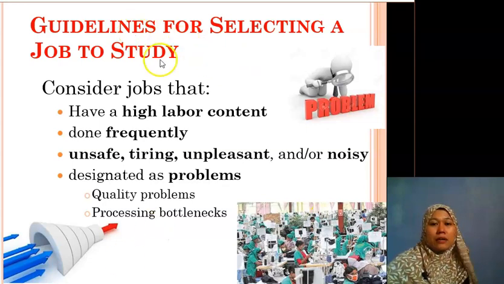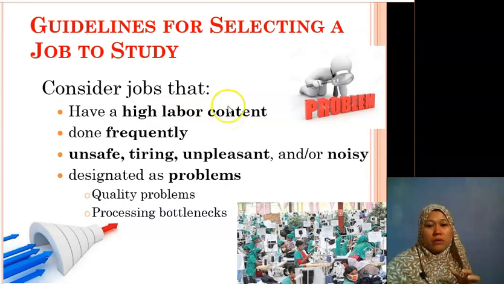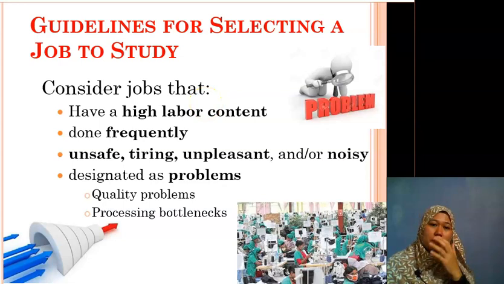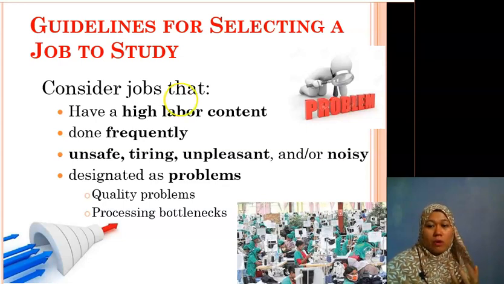Guide, again, on how to choose a job. We need to make sure that it has a high labor content. If the job includes robots and 90% of the job is done by the robot, you don't have to analyze the job, because 90% is from the robot. Unless the job that you want to study has more labor, more people doing it. If you have more people doing it, it's the best place to start.